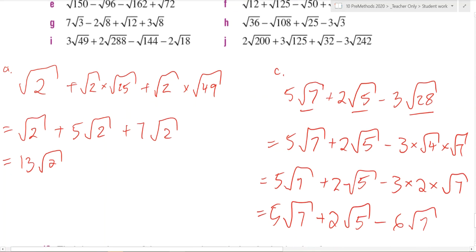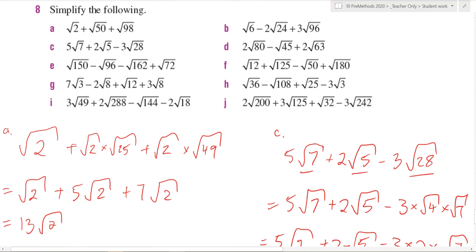The 2 square root 5 doesn't have any other square root 5s, so that stays the same. 5 minus 6 becomes minus 1 square root 7. And that's it. The final answer for C is 2 square root 5 minus square root 7. That's as far as you can simplify C.